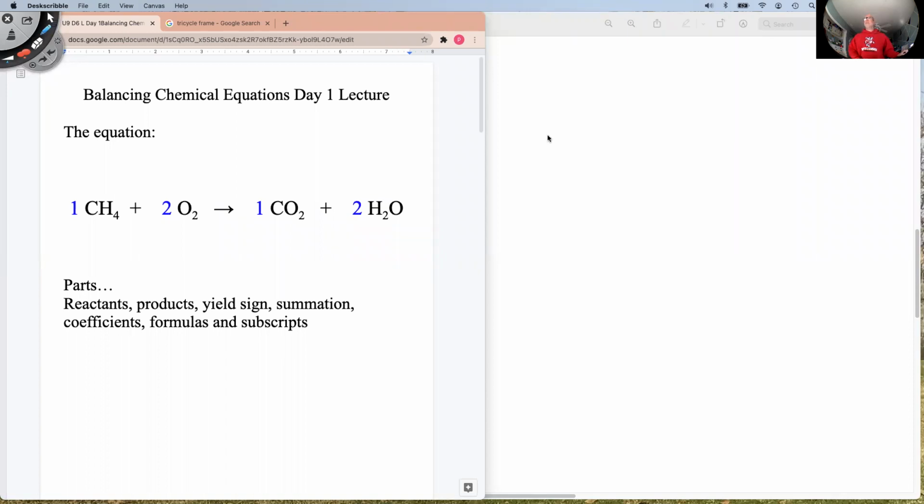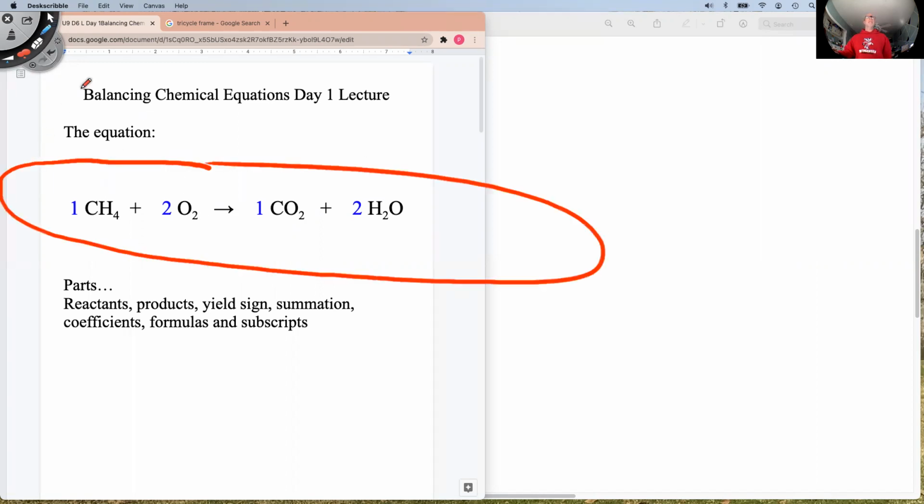Today, we are going to be working on balancing chemical equations. So let's just get down to the nitty gritty right away. This right here is a chemical equation. So what's a chemical equation?